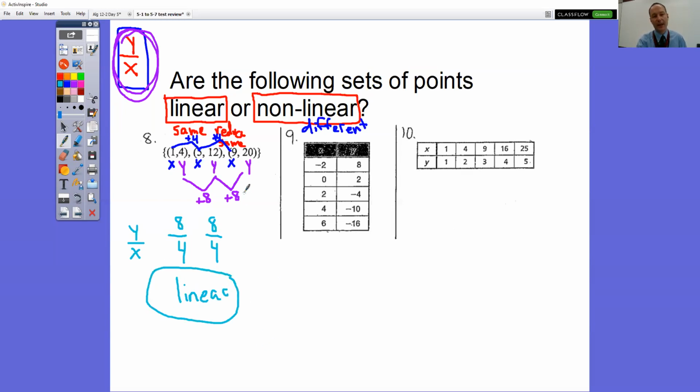Now you have to be careful. If we had another one and it happened to be 2 over 1, would it still be linear? Yes, it would, because remember, we could reduce this fraction. We could divide by 4 and divide by 4 and still get 2 over 1. If they're the same or reduced to be the same, they are linear. Go ahead and try number 9, please. How do you get from x to x to x to x, y to y to y to y?